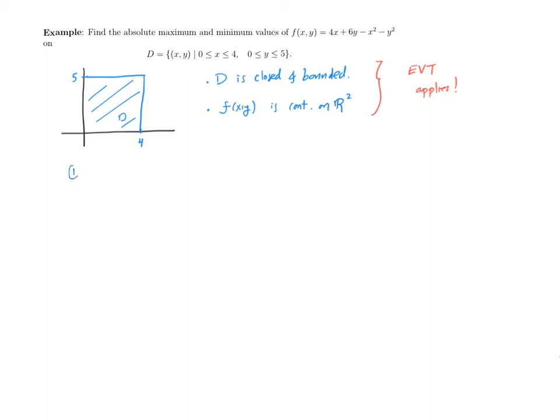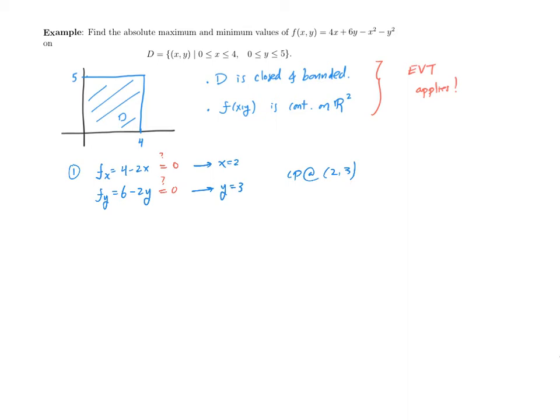So the first thing we need to do is find the critical points of our function. So the partial with respect to x is 4 minus 2x. The partial with respect to y is 6 minus 2y. A critical point occurs only when both of these partials simultaneously equal 0. The first implies that x is equal to 2. The equation from the partial with respect to y tells us that y is equal to 3, which means we have a critical point at (2, 3).